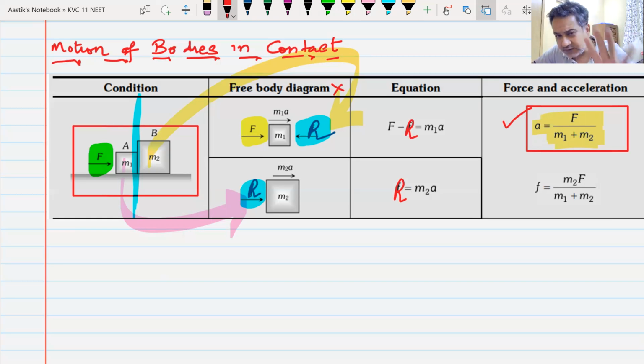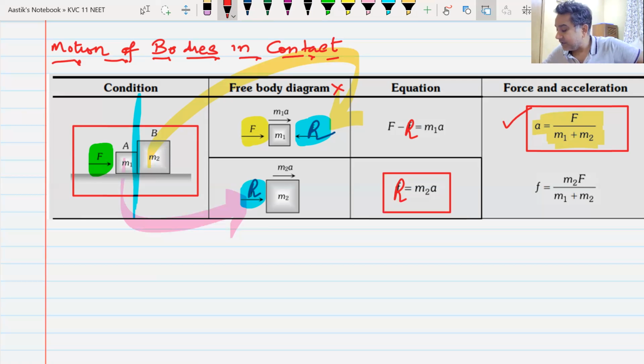The chances of them asking this force is very less. This R will be equal to M2 multiplied by M. Remember, the force is applied on block M1. Forget about this R. No one is going to ask you this R. Do you understand the free body diagram of these two blocks?